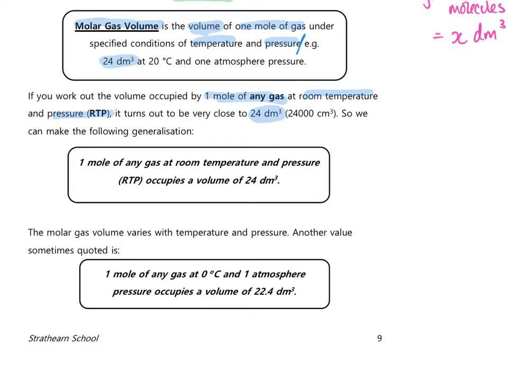So we can make the following generalization, and essentially this is an application of the definition of molar gas volume, but just at room temperature and pressure. What we can say is that 1 mole of any gas at room temperature and pressure occupies a volume of 24 decimeters cubed. Because we know by Avogadro's law that 1 mole of any gas will contain the same number of molecules and therefore the same volume, and we know that if that temperature and pressure is room temperature and room pressure, then the volume will be 24 decimeters cubed.